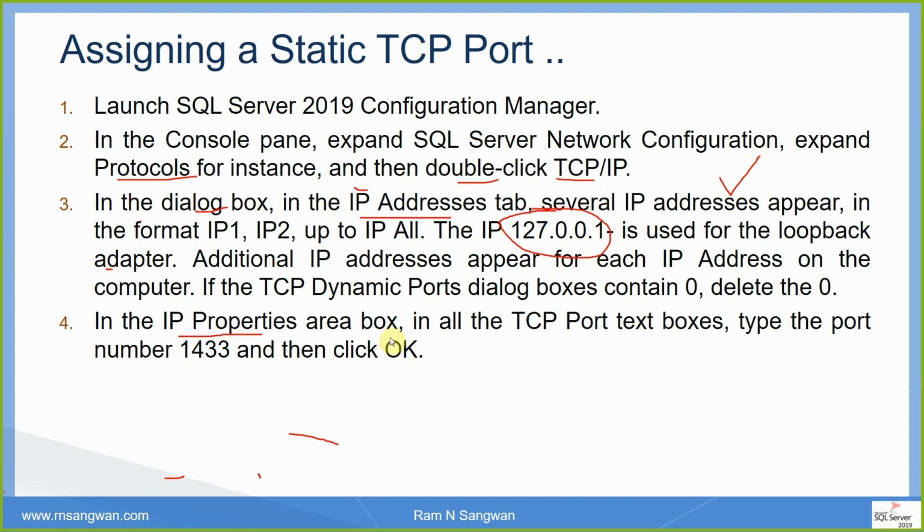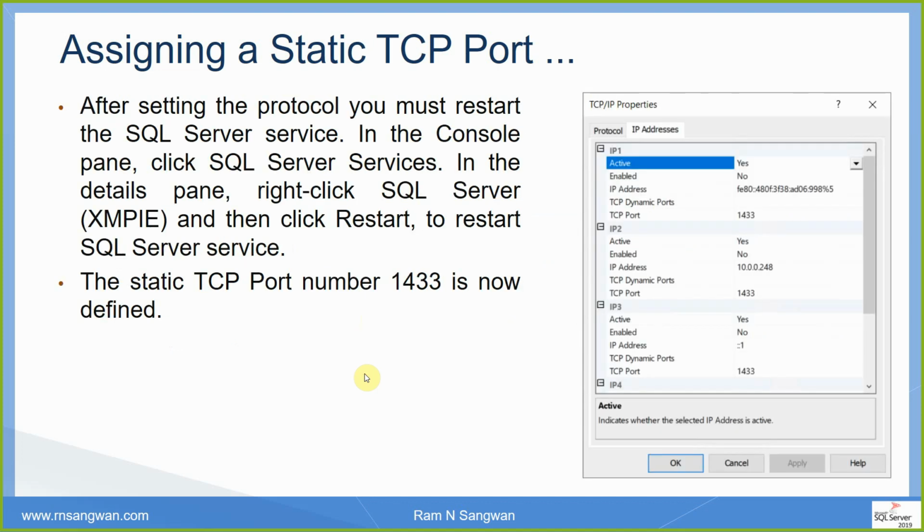Then in the properties area, for all IP ports, change the port number. If it is not there, change it to 1433. If you want to change it to something different, you can change that also. After setting the protocol, you must restart the SQL Server service. So in the console pane, click SQL Server Services, and then in the details pane, right click on the service name and then restart. And this was the screen grab of what I have demonstrated.